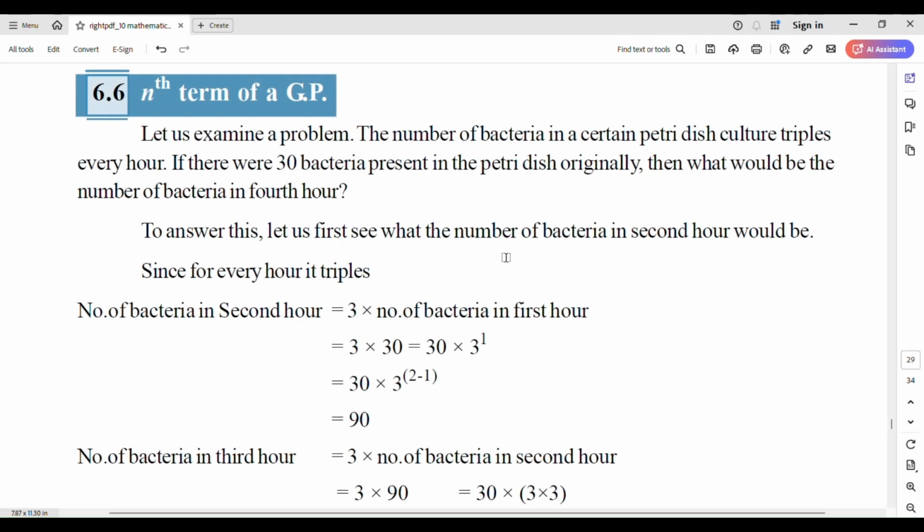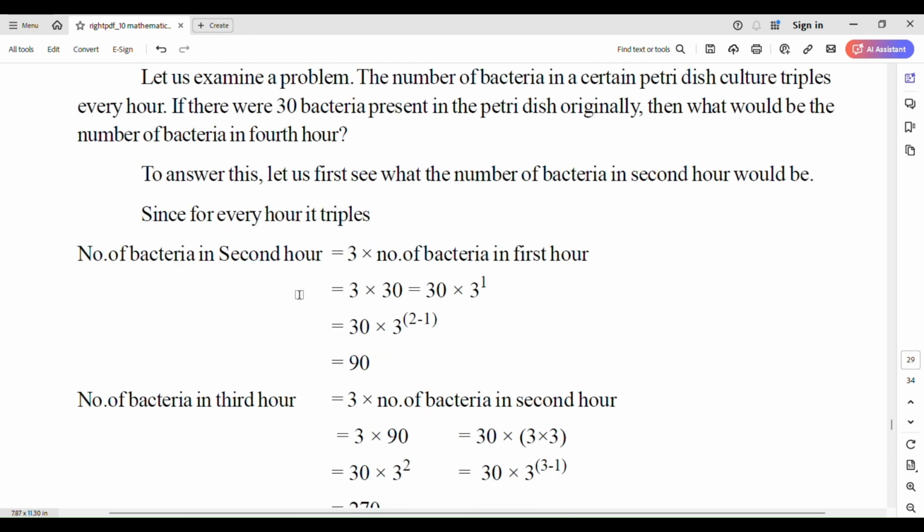Let's see the next section, that is the nth term of a geometric progression. Let us determine the nth term of a geometric progression. We'll take an example. The number of bacteria in a certain petri dish culture triples every hour. If there are 30 bacteria present in the petri dish originally, then what would be the number of bacteria in the fourth hour? Okay, so we know how to do this.